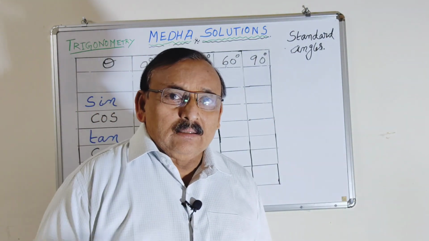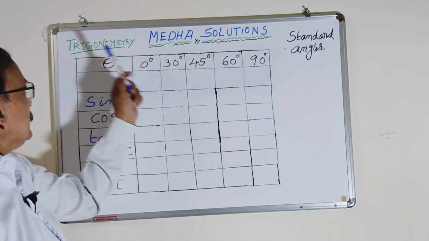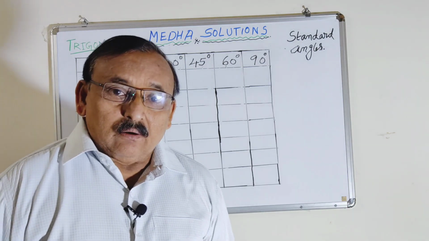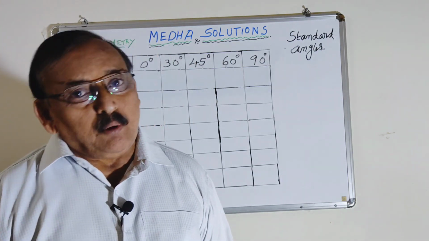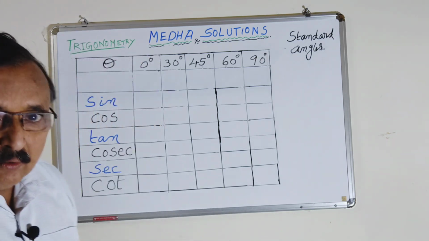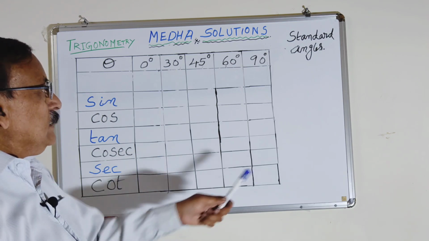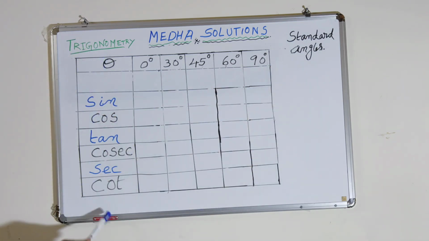Now in this class I am going to explain about trigonometry. In the previous sections we have completed real numbers and polynomials also. Now we are going to remember the values of the standard angles of trigonometric ratios.